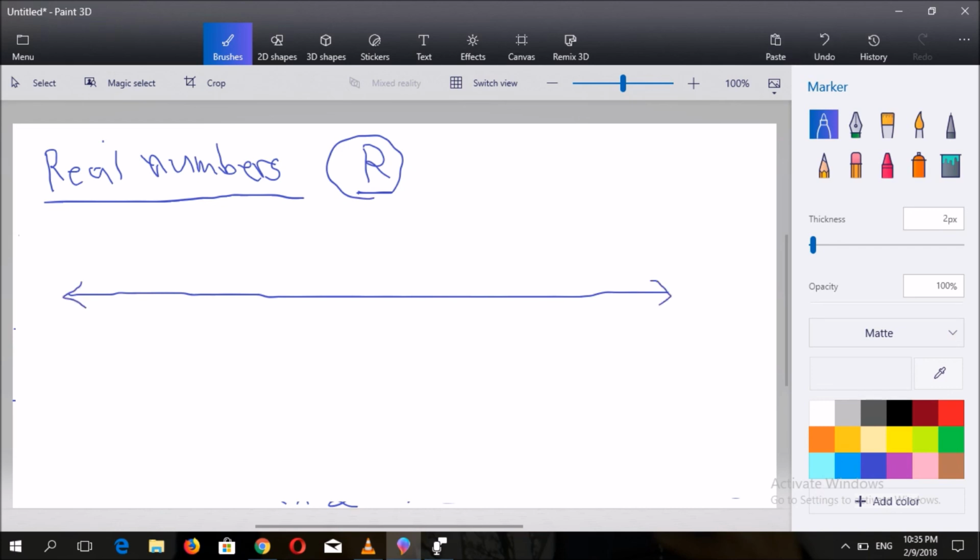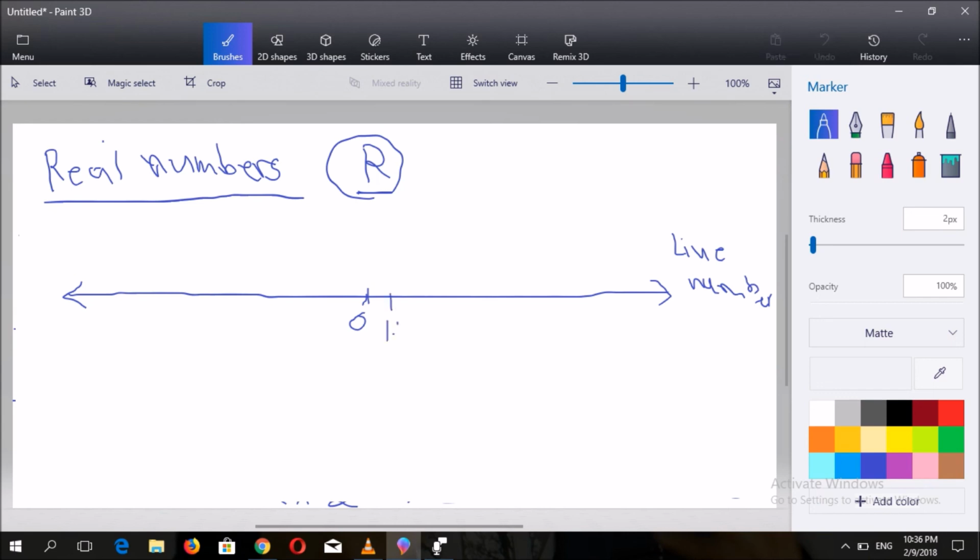Now I'm going to talk about something called the real numbers. What are the real numbers? We have the concept of real numbers. The real numbers are the set of mathematical numbers which is denoted by the symbol R. If you ever see this letter, it is used to represent the whole set of real numbers.